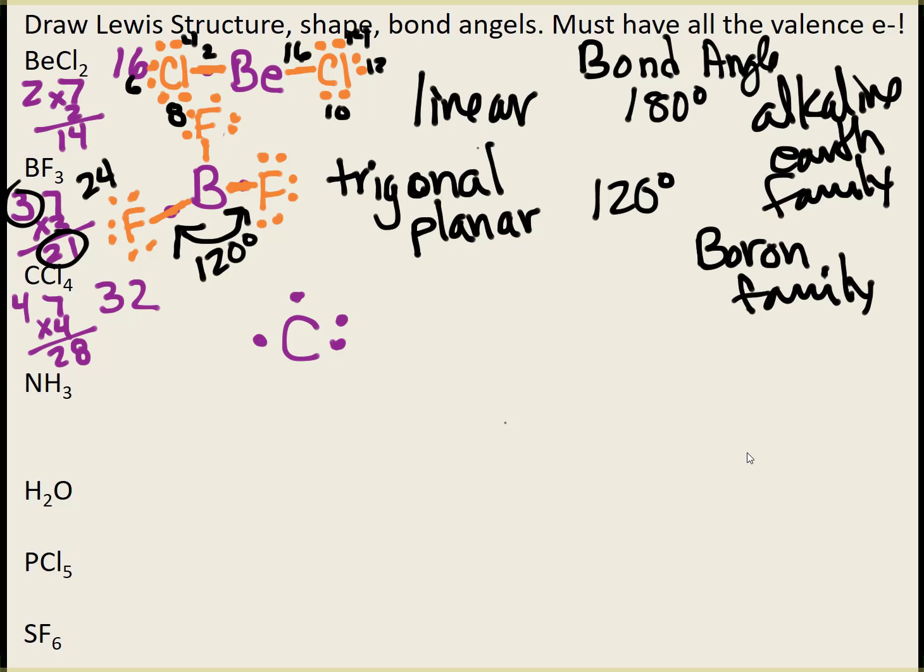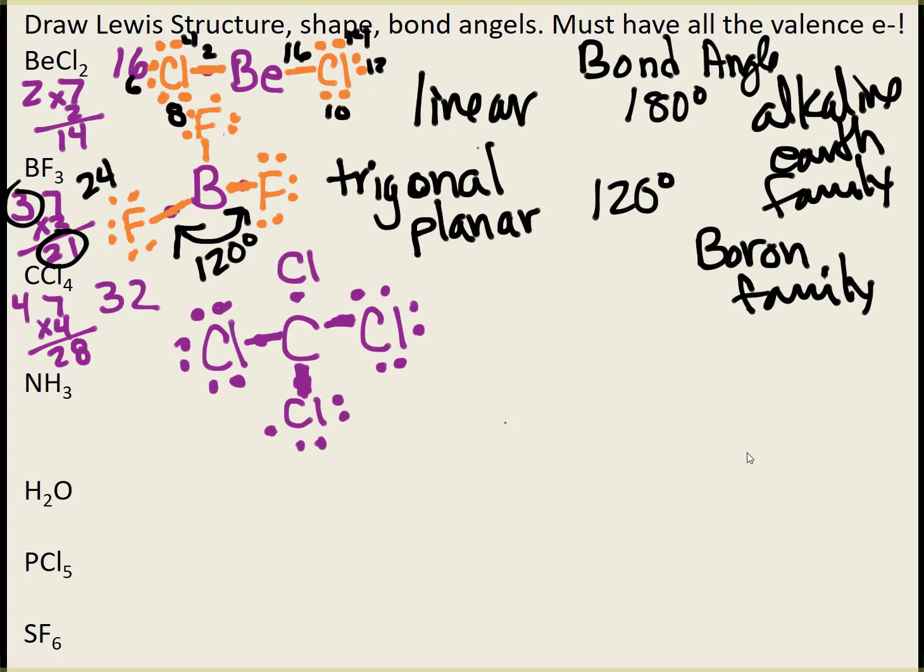Remember, we pair them up, but when you're drawing these Lewis structures, you can slide things around. I'm just going to slide one of those dots around to this other side. And then I'm going to draw in my chlorines. Each chlorine has 7. And then I'm going to make a bond here. And then chlorine, make a bond here. Finish out the dots. Chlorine here and a chlorine here.